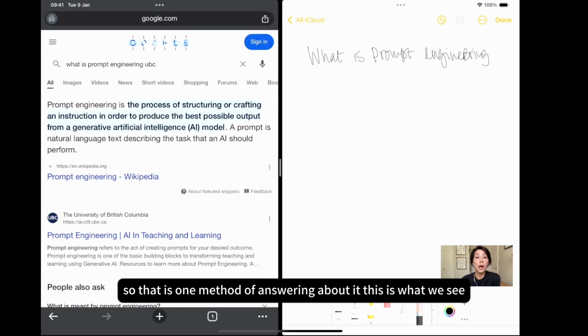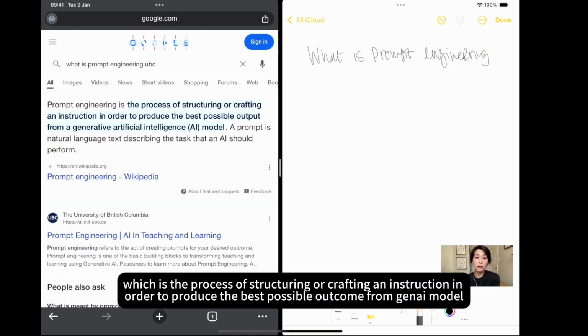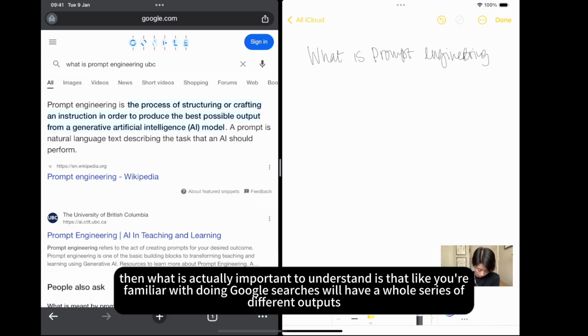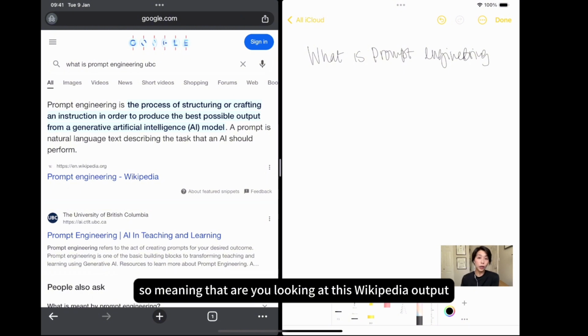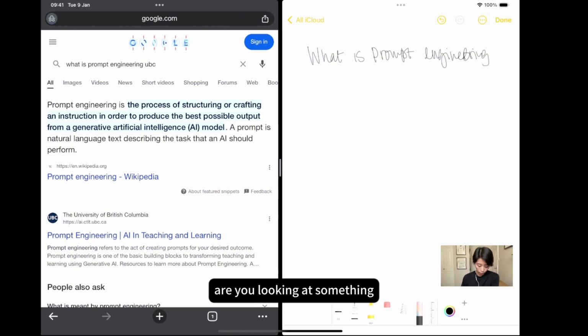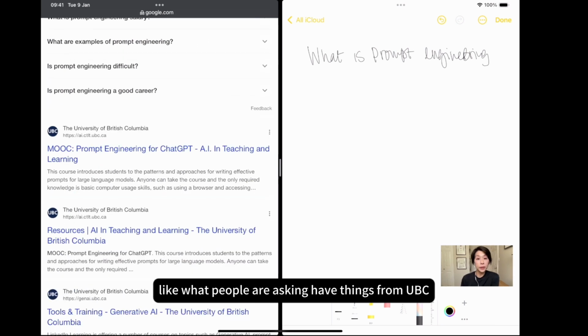What we see currently is a Wikipedia answer, which is the process of structuring or crafting an instruction in order to produce the best possible outcome from a Gen AI model. What is actually important to understand is that, like you are familiar with, doing Google searches will have a whole series of different outputs depending on how you phrase something and what you're looking at. So are you looking at this Wikipedia output? Are you looking at something like what people are asking, or things from UBC specifically?